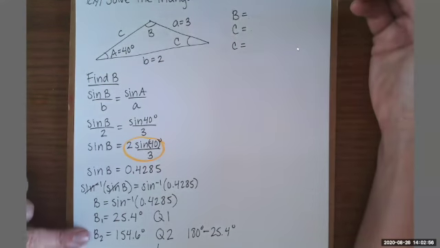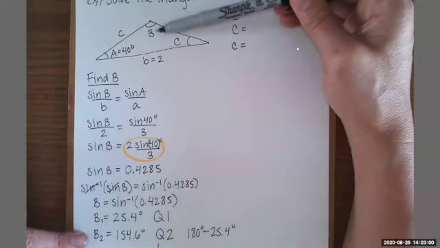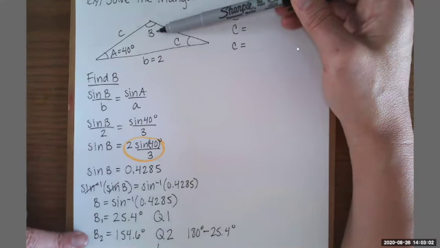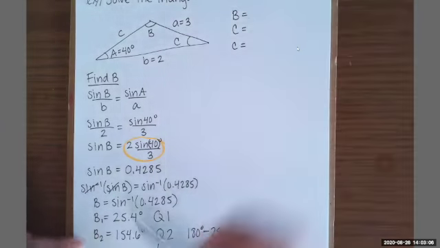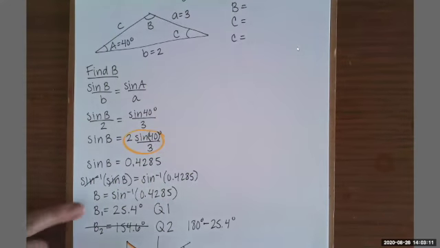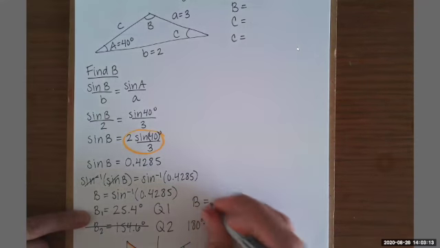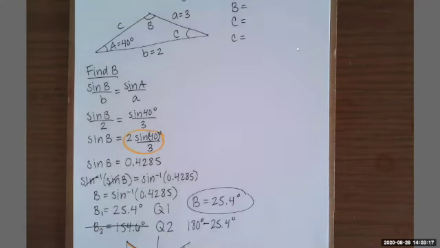Okay, so let's look at the next one. B2, is it possible for A to be 40 and B to be 154? The answer is no way, right? 40 plus 154, that's 194. That exceeds 180, so this is not possible. Our only solution is that B is equal to 25.4. And I'll show you some different outcomes in our upcoming examples.